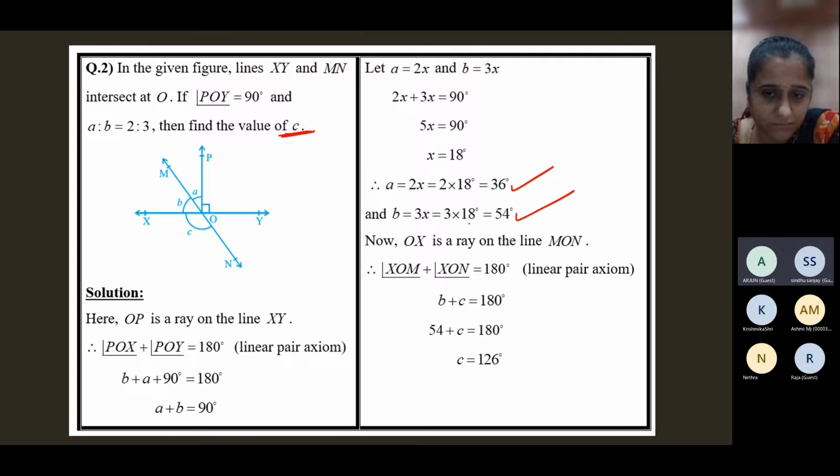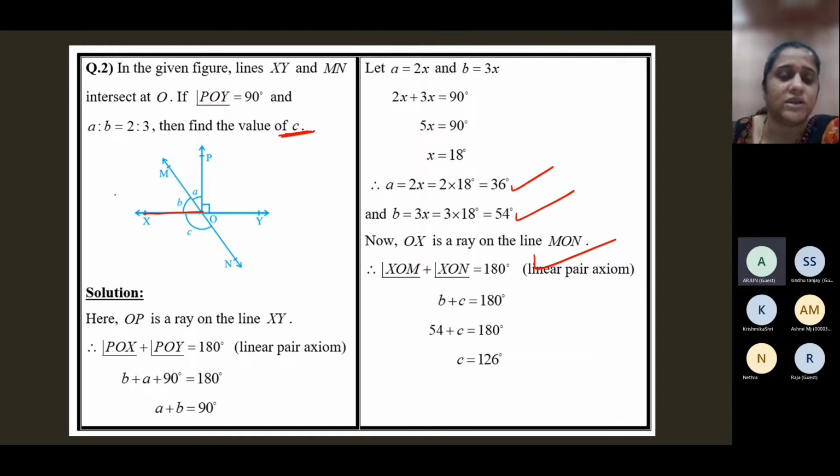OX is a ray on the line MON. So XOM plus XON is equal to 180 degrees, linear pair axiom. Correct. B plus C is equal to 180. 54 plus C is equal to 180 degrees. So C is equal to 126 degrees, ma'am.